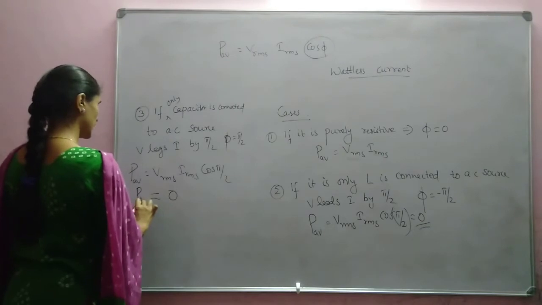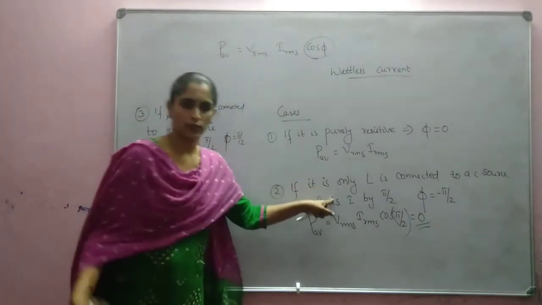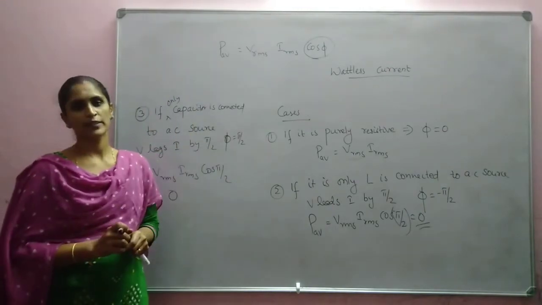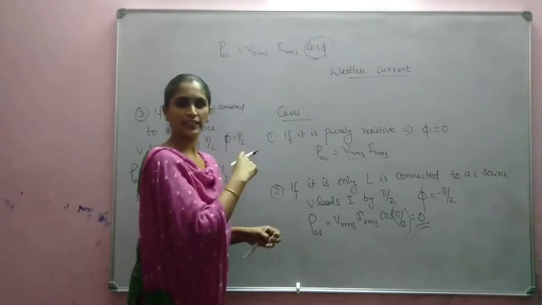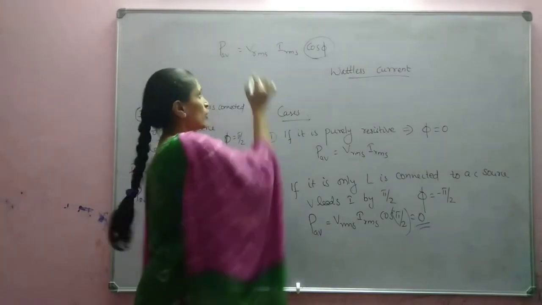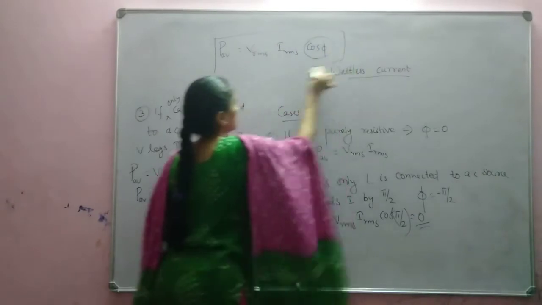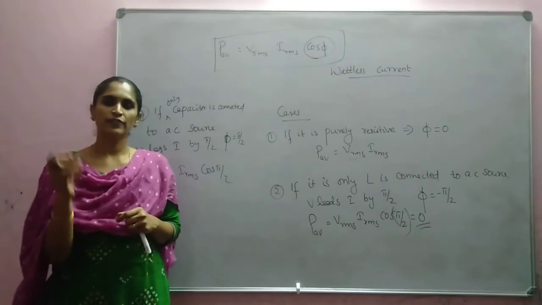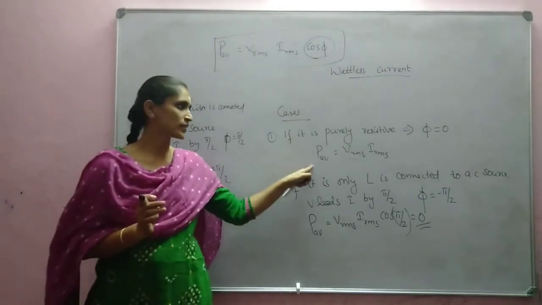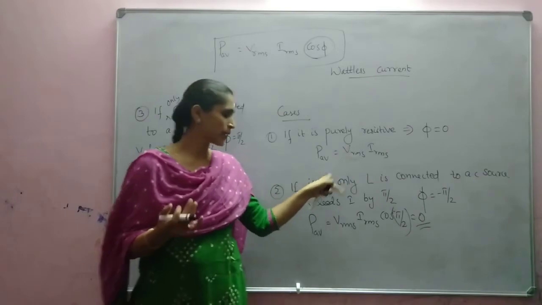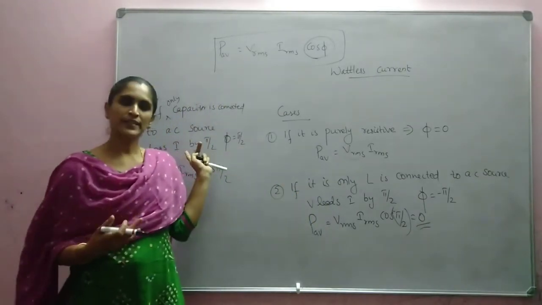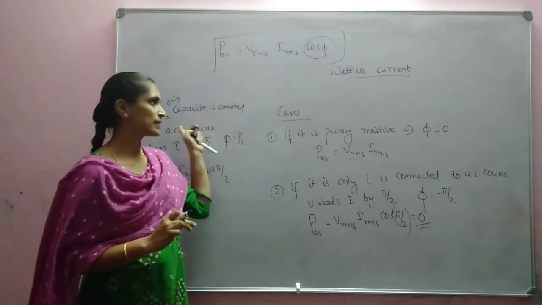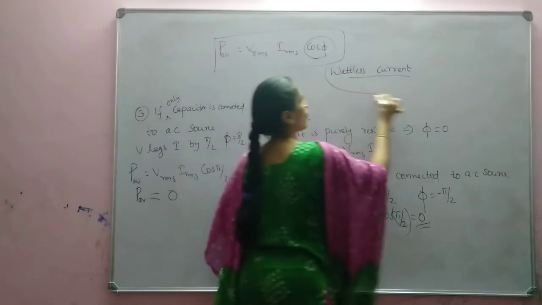So in both cases, if only an inductor is connected or only a capacitor is connected, the average power consumed is 0. Or if you want, you can do integration and find it separately for each, or at least it is better that you remember this expression, and if you substitute the value of phi, you will get the different cases. So for a purely resistive circuit, maximum power is consumed, and for an inductive or capacitive circuit, average power consumed is 0. So for an inductance and capacitance circuit, we say that it is wattless current.